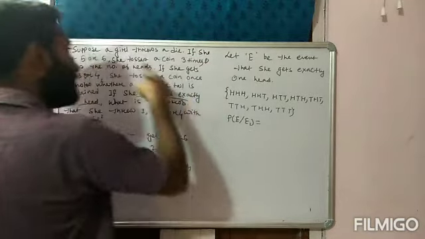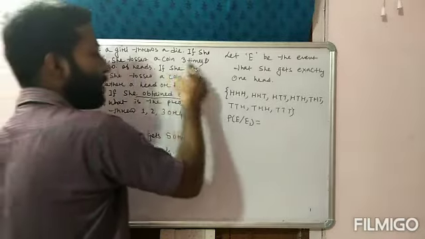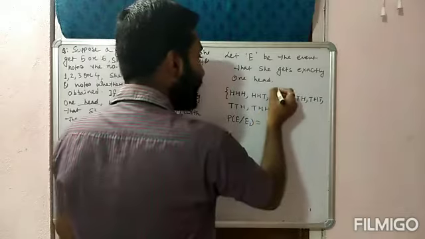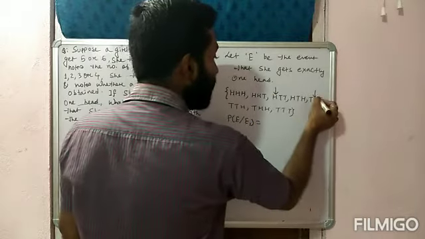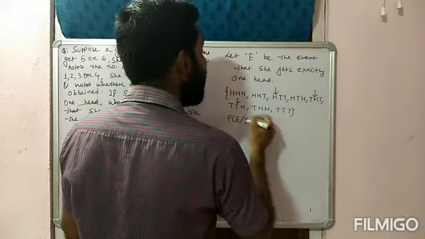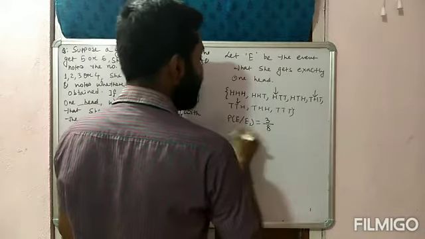But if the girl gets 5 or 6 in a die, she tosses a coin 3 times. So from here, where is exactly one head? This one, this one, and this one. So there are 3 possible sample points out of 8. This is P of E slash E1.